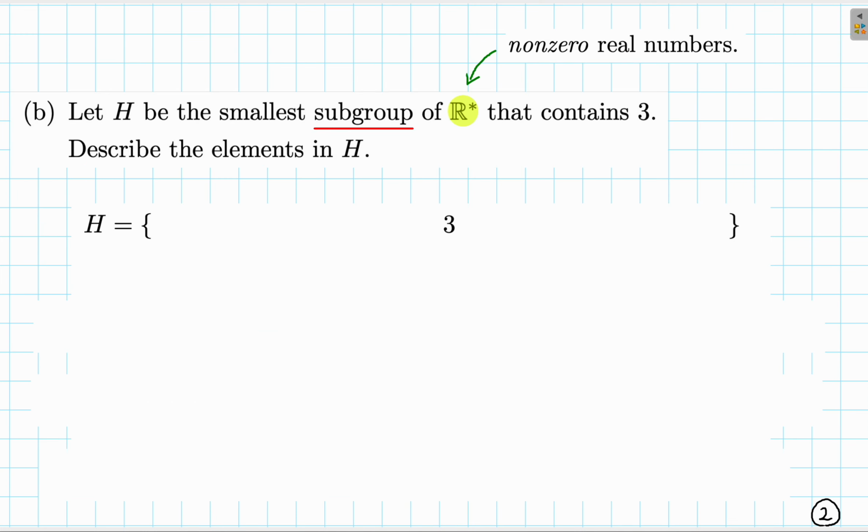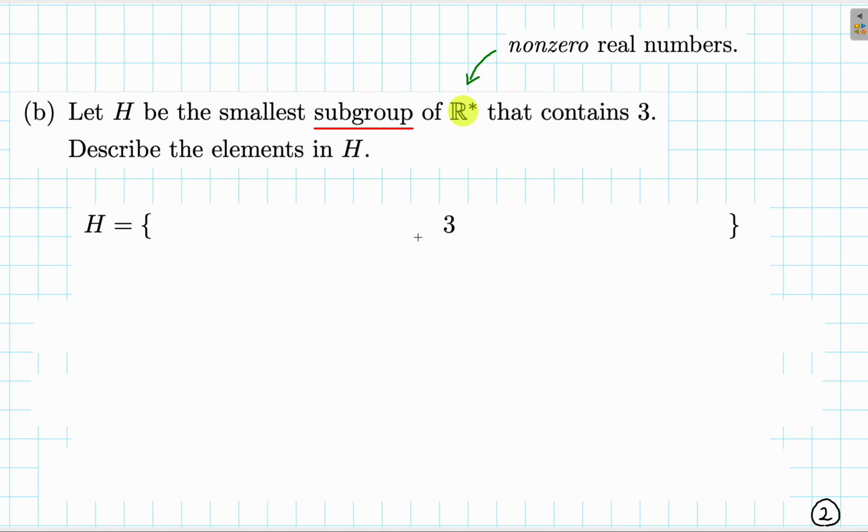So let's jump right to question B. Question A was asking for the elements of R star. Those are real numbers that have multiplicative inverses, and those are all non-zero real numbers. Once again, R star is a group under multiplication. Now we'll let H be the smallest subgroup of R star that contains the number 3, and let's see if we can write down the elements in H.